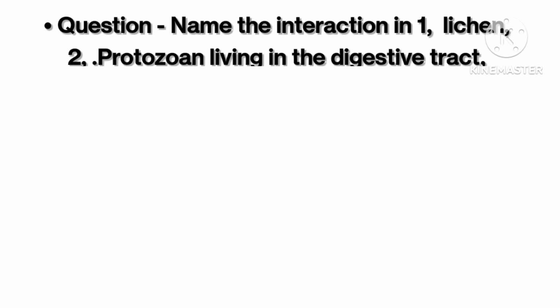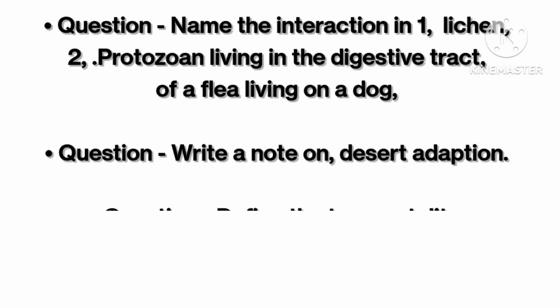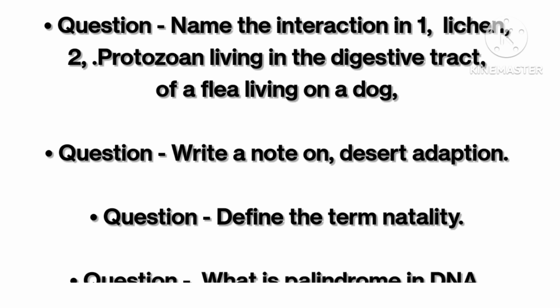Question. Name the interaction in 1. Lichen. 2. Protozoan living in the digestive tract of a flea living on a dog. Question. Write a note on desert adaptation. Question. Define the term natality. Question. What is palindrome in DNA?